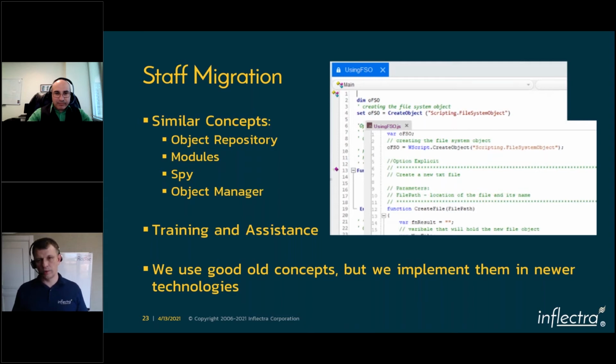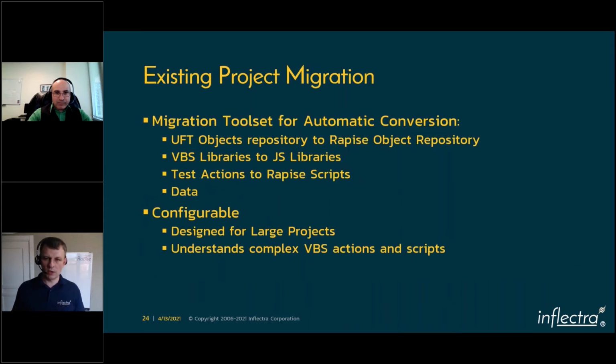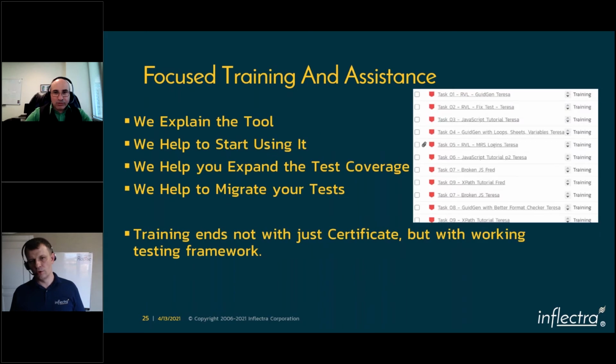The next slide covers the situation when we have an existing project. In this case, the conversion is a whole process because usually the project is big. You have library files, you have scripts, you have Visual Basic scripts, and all of these contain some specific logic, and it all needs to be converted. And it's possible, we have an automatic conversion solution. It requires some tuning, but after it's tuned, it may convert like 90% of your testing framework to a Rapise testing framework.